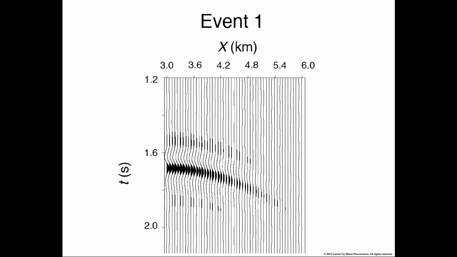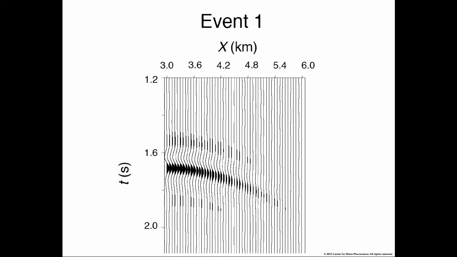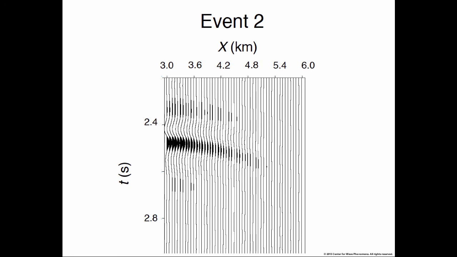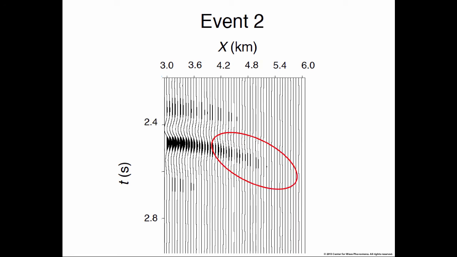I've just windowed the first and the second event. This is event 1, this is event 2. Event 1 and event 2. In event 1, when I zoom out, there's still some energy in farther offsets, but in event 2, they die out quicker than in event 1.